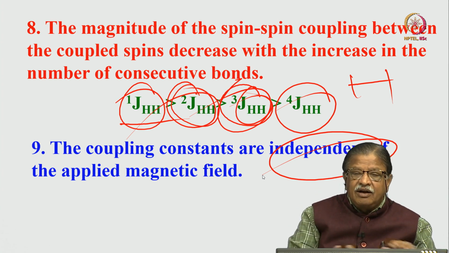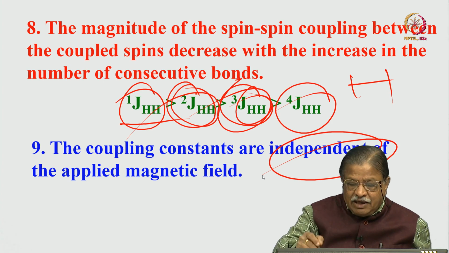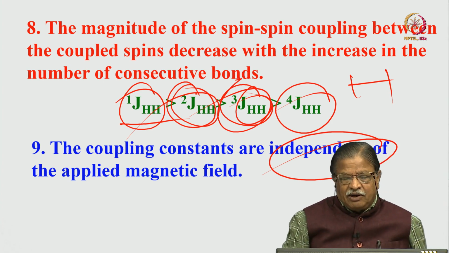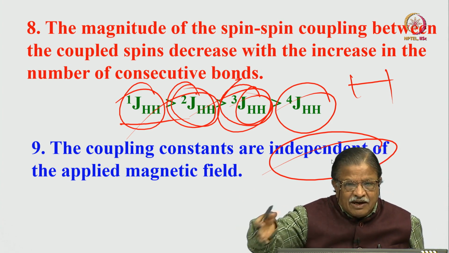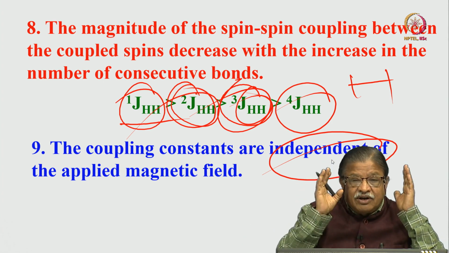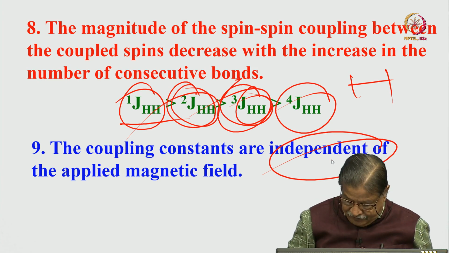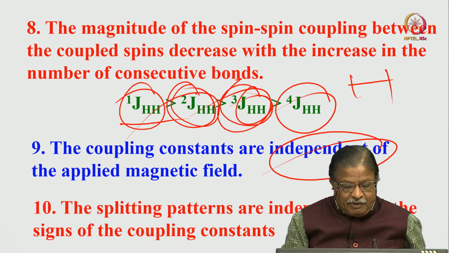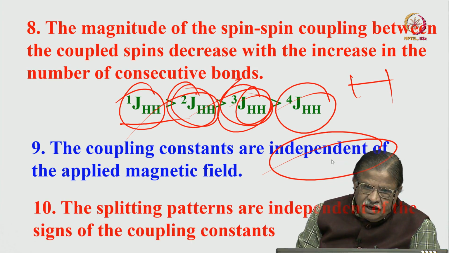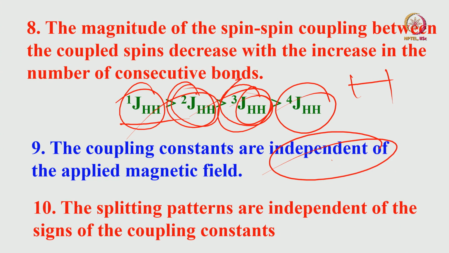Coupling constants, whatever the value you measure at a particular frequency of the spectrometer, go to any other spectrometer, any other frequency, the coupling constant remains the same. It will not depend upon the magnetic field. And the splitting pattern is independent of the sign of the coupling constants. We will discuss that later.